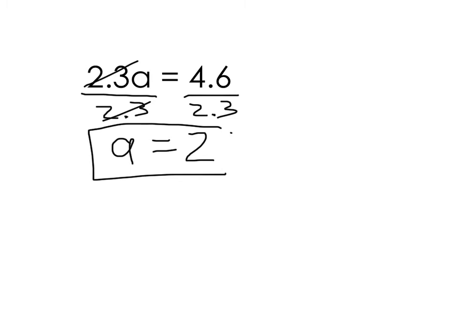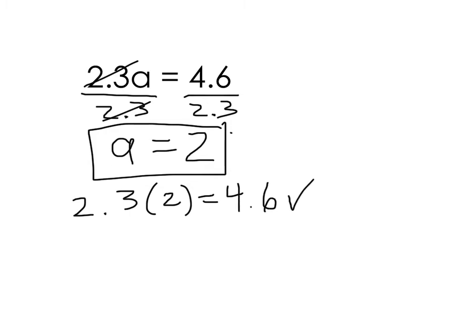We can check that solution by substituting it into the original equation. Instead of 2.3a, we have 2.3 times 2. Does that equal 4.6? Yes, it does. So our solution checks, and we know that we solved the problem correctly.